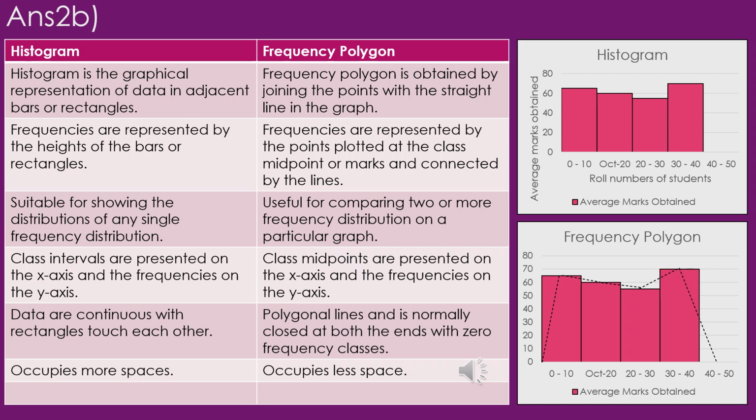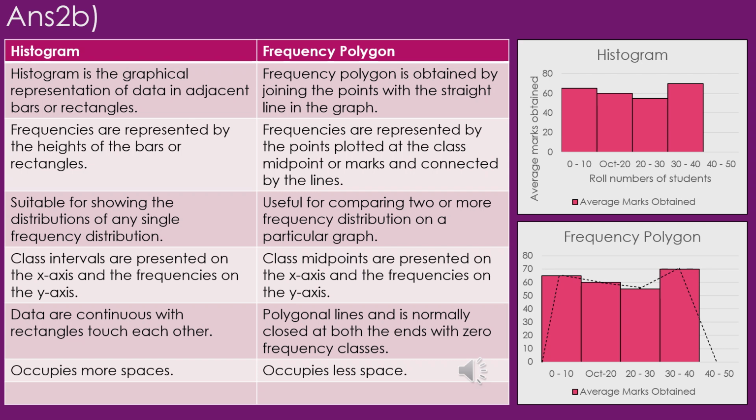Histogram is suitable for showing the distribution of any single frequency distribution, while frequency polygon is useful for comparing two or more frequency distributions on a particular graph. Next point: for histogram, class intervals are presented on the x-axis and the frequencies on the y-axis, while for frequency polygon, class midpoints are presented on the x-axis and the frequencies on the y-axis.